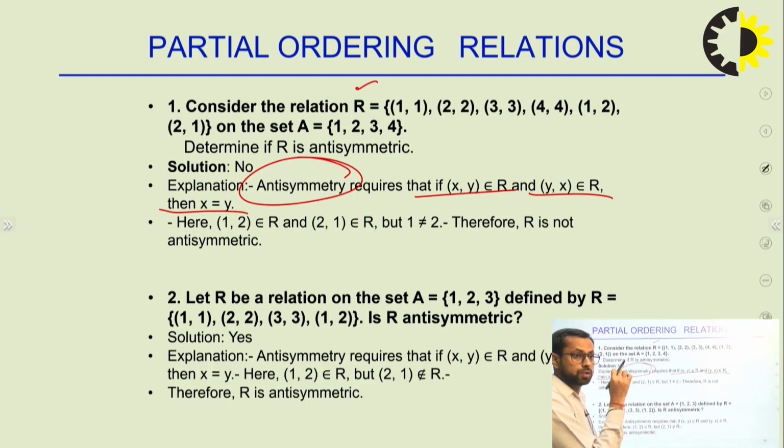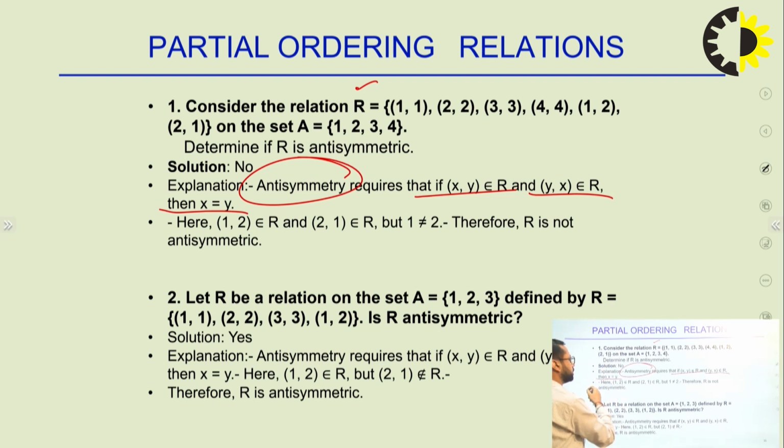That means x should be equal to y, otherwise they are not present in the reverse order (y, x). So we take the first ordered pair, (1, 1). Both are the identical element, and the reverse order is also present. This is proof that the (1, 1) element is present, so we can say that it is an antisymmetric element. (2, 2), (3, 3), (4, 4) have the same thing.